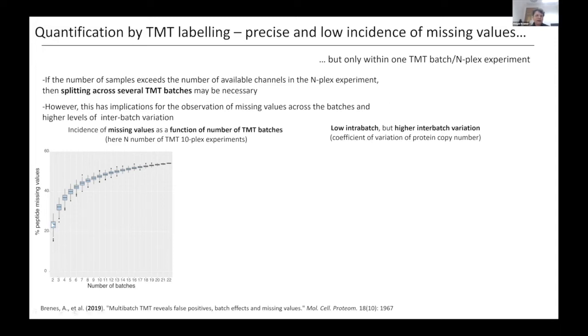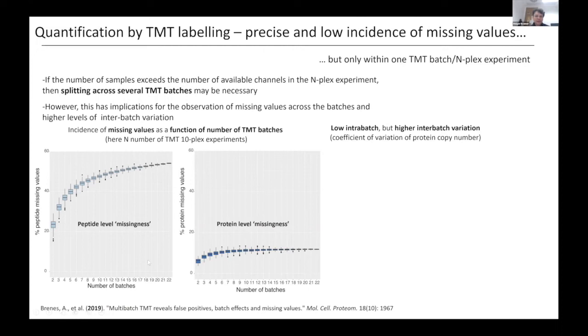So when we now split an experiment across a number of different TMT batches, we suddenly see that when we compare the different batches to each other, these missing values do start to creep back in. And when we look at the peptide level, we see that the extent of missingness in the data can actually increase to up to 50% of all of the peptides quantified across a large number of batches. In this example shown here, TMT 10-plex experiments were carried out to cover a very large set of samples.